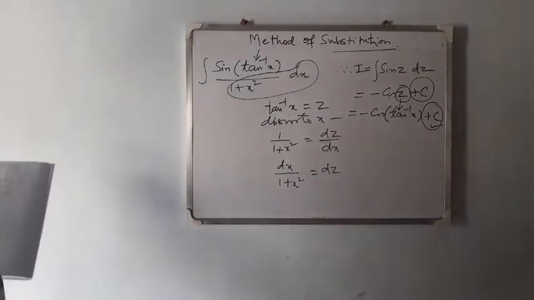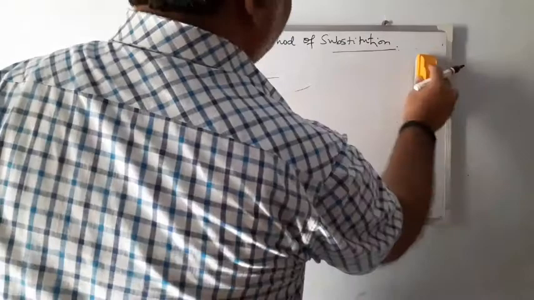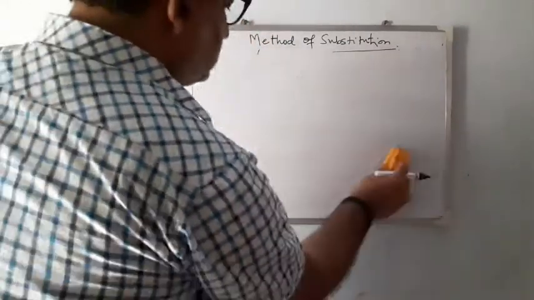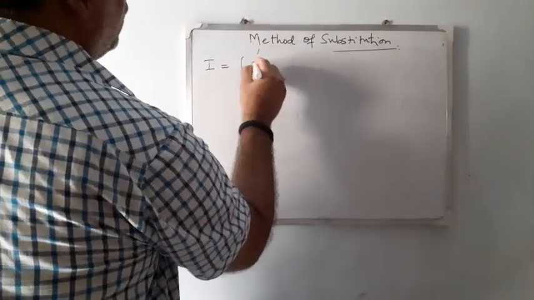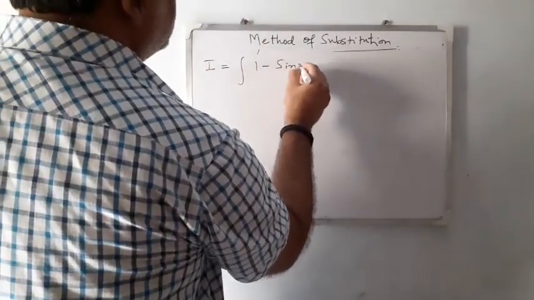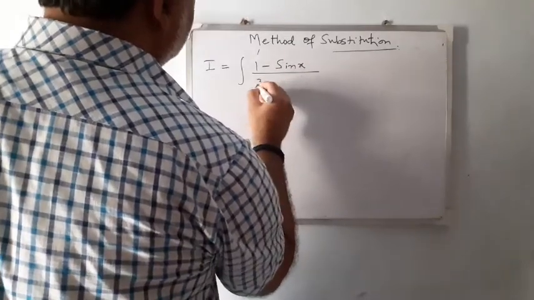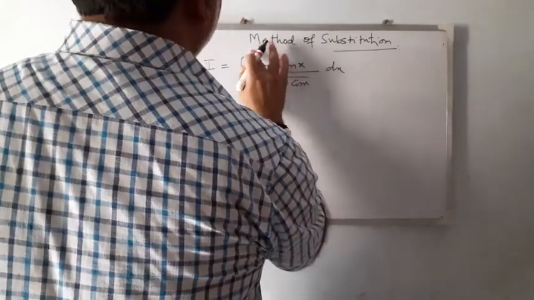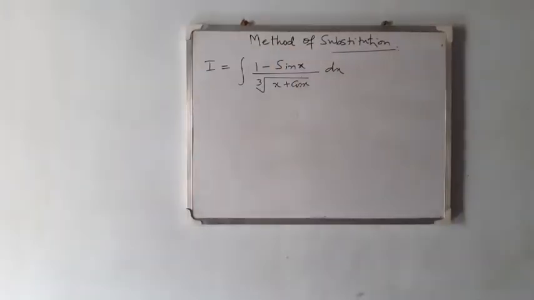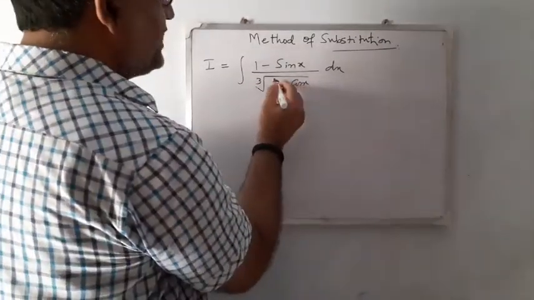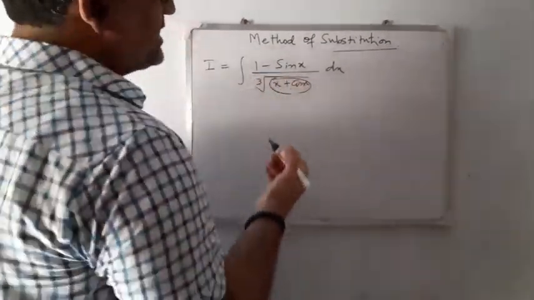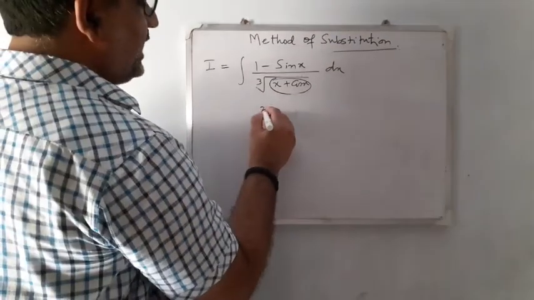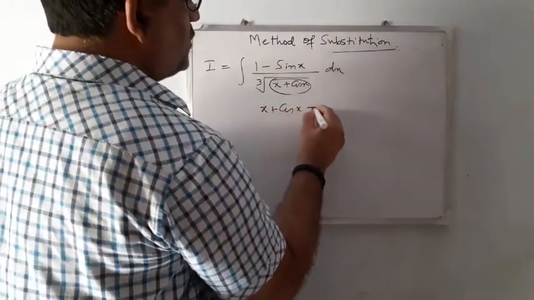Let us take another problem. Integral I is equal to integral 1 minus sin x by cube root of x plus cos x, and then dx. You see boys, we have here a cube root. So for a cube root, what we have to do? We have to take this expression as z cube. Let us take x plus cos x is equal to z cube.